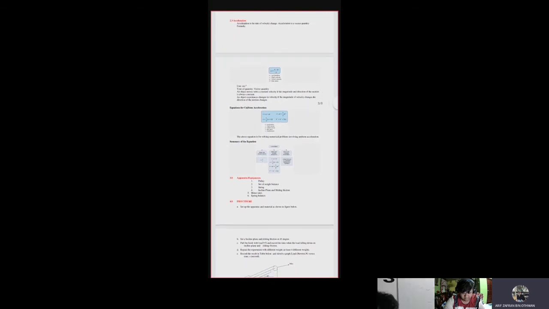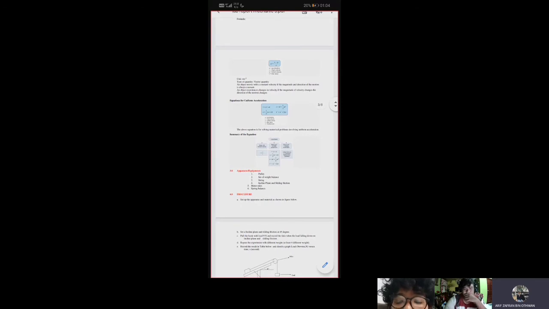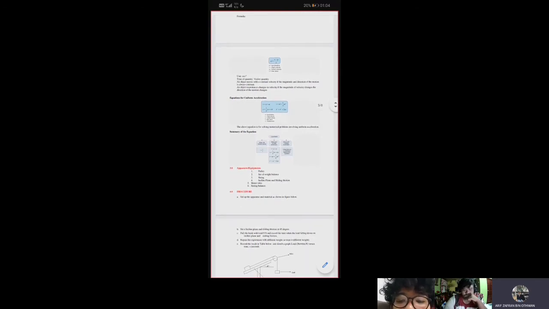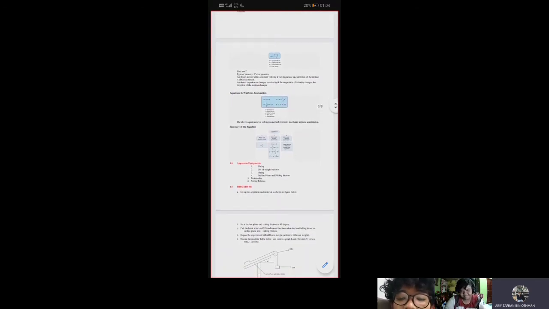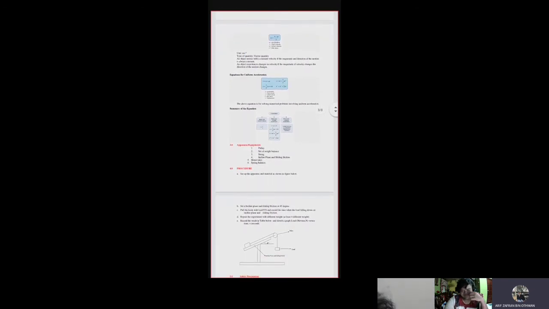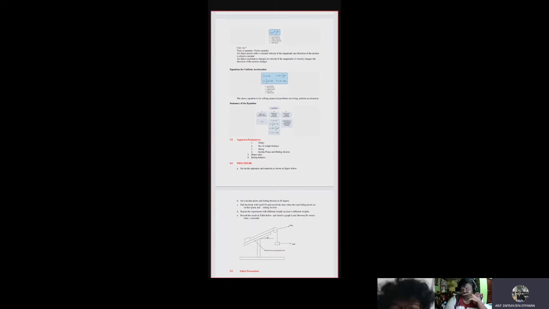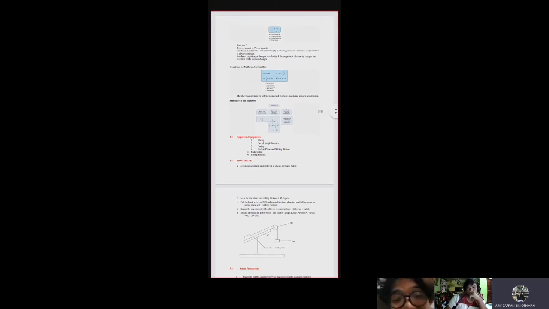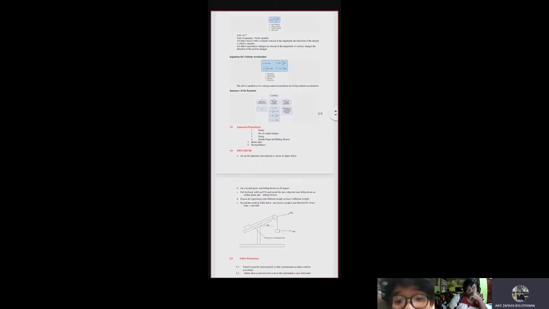Type of quantity: vector quantity. An object moves with a constant velocity if the magnitude and direction of the motion are always constant. An object experiences changes in velocity if the magnitude of velocity changes or the direction of the motion changes. Equation for uniform acceleration. There are four equations. The above equations are for solving numerical problems involving uniform acceleration.